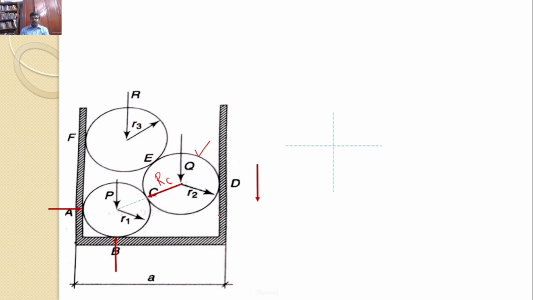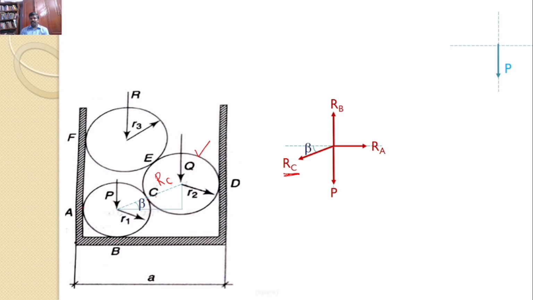Now let us transfer all these forces onto a separate xy plane. First force I transfer, that is P. Next force is RA. Next force is RB vertical, and the next force is RC. And you know that RC makes an angle beta with the horizontal, and beta value is also known. We did this in the free body diagram of Q. Let us resolve this RC along x-axis and y-axis. So this is P, RA, RB, and this is RC sin beta, and the horizontal component is RC cos beta.